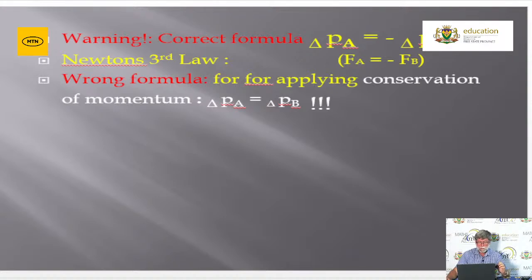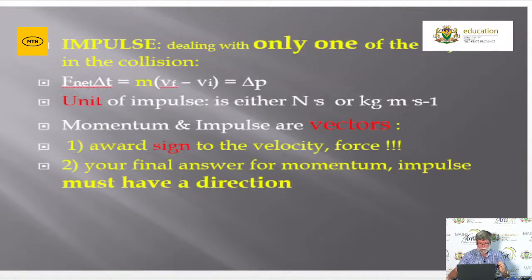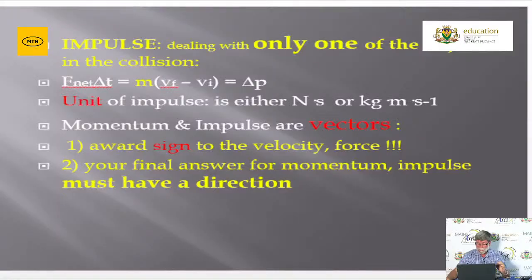Then, when moving on to impulse. Impulse is when you're only dealing with one object. And you will see in your formula for impulse that F net equals m and then the change in velocity. So you see there's only one mass. It's only about one object in the collision, and that is equal then to the change in momentum. Remember, the unit for impulse can be Newton seconds or kilogram meters per second. Both units are accepted for impulse.